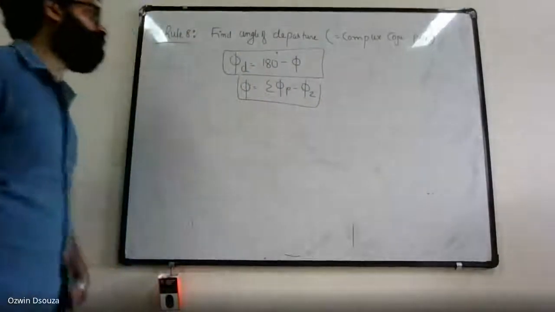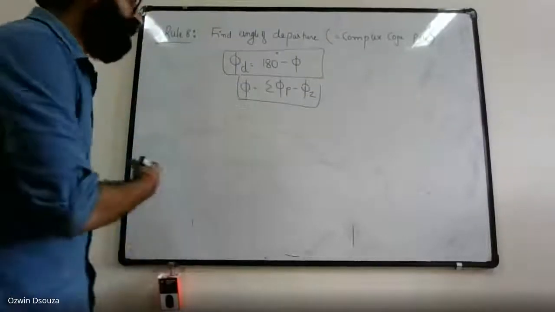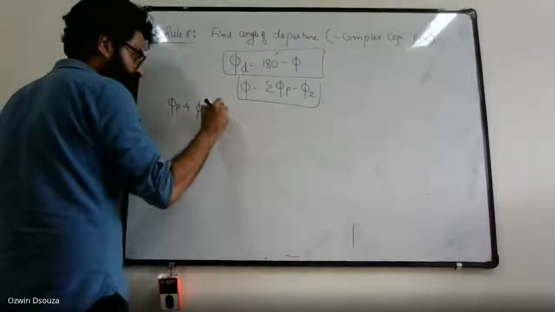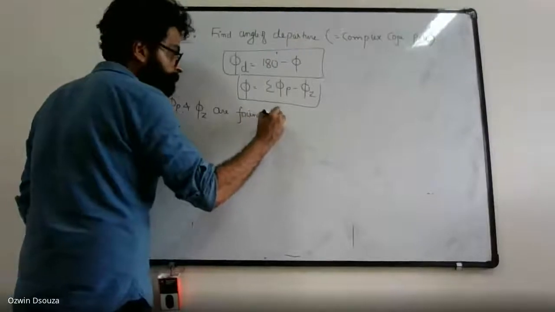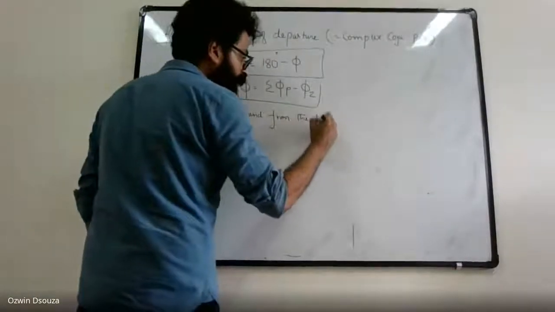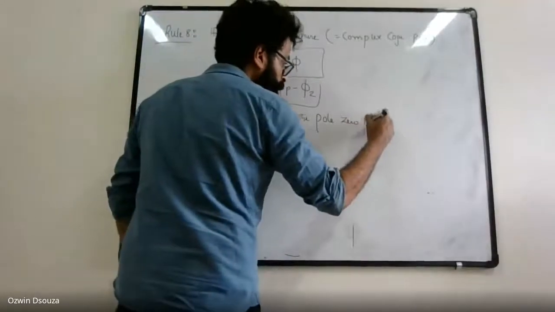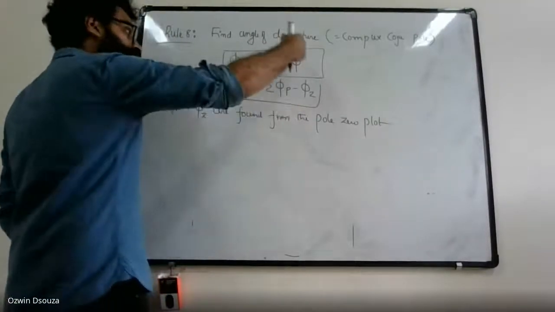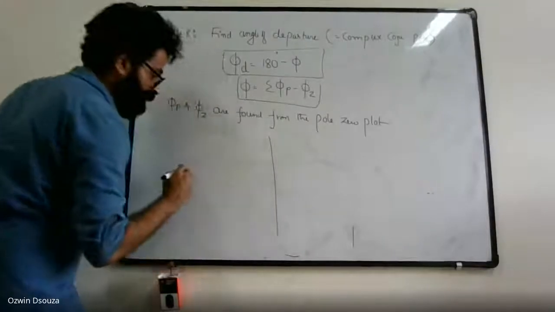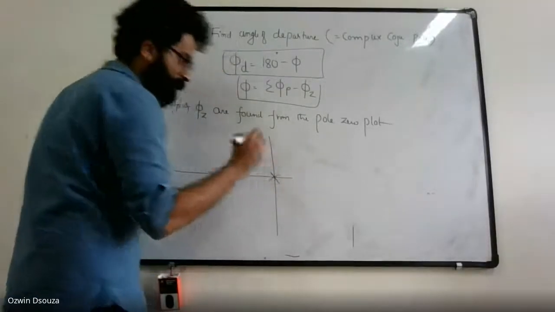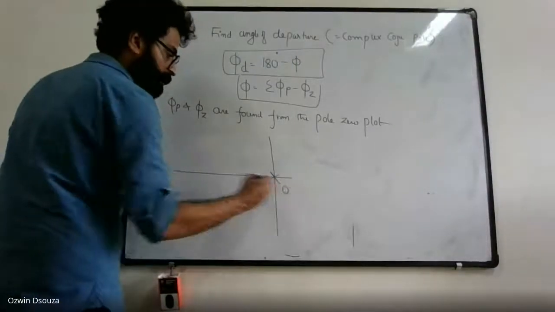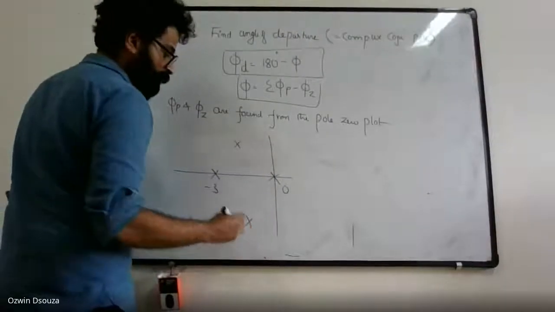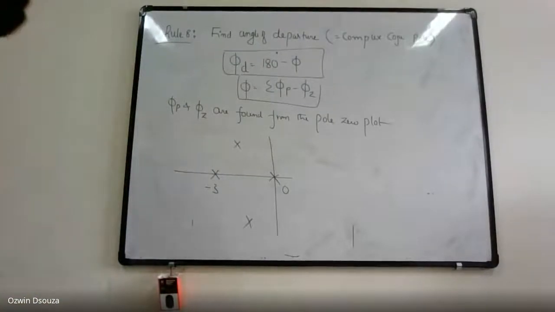That is the formula we use. Now, what is phi p and what is phi z? That we need to find. Phi p and phi z are found from the pole-zero plot. So to find phi p and phi z, in other words to find phi d, you need to draw the pole-zero plot. So quickly let us draw the pole-zero plot. One pole at the origin, one pole at -3, and a pair of complex conjugate poles.